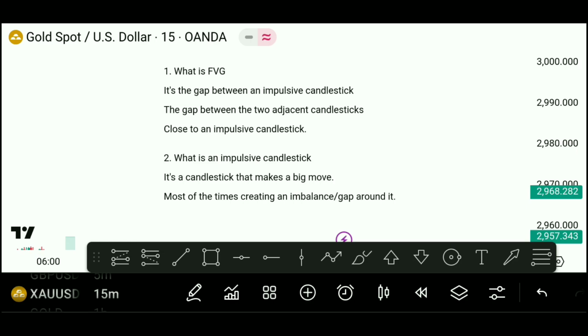Now, fair value gap is mostly just like an imbalance. Price created a gap around that area, and most of the time, in fact almost all the time, price comes back to that zone to fill that gap and begins to go towards the intended direction. Now, let's go to a live chart and I'll show you how you can identify your fair value gap and the strategy you can use to trade it.